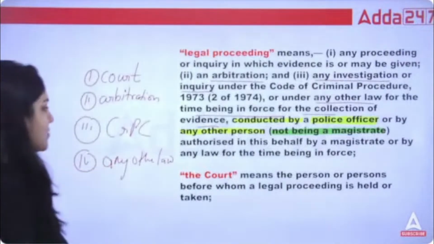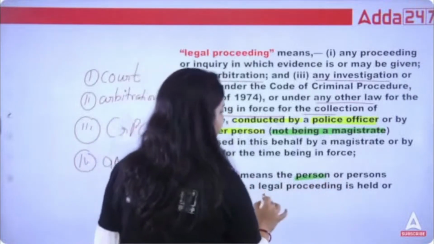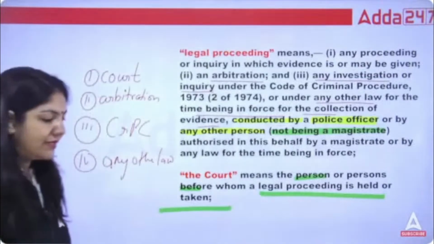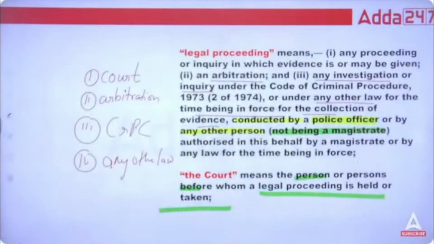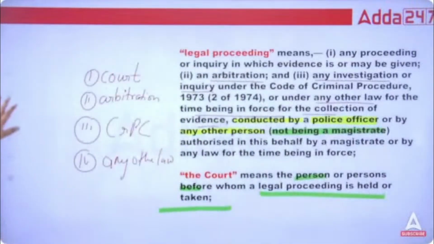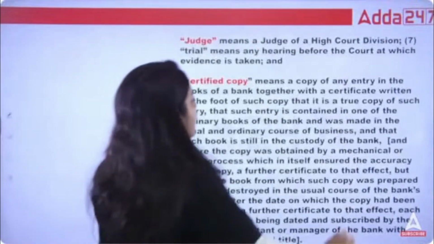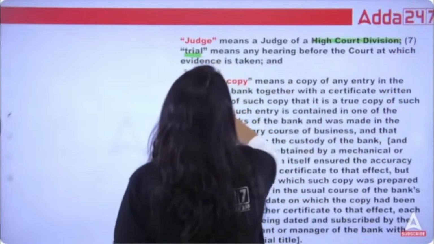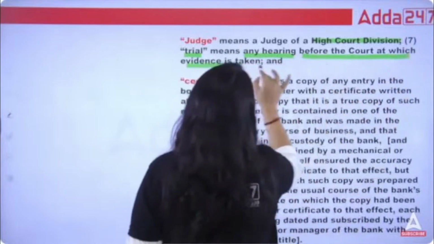Okay. What is court? The person or persons before whom a legal proceeding is held or taken, that is called court. Because we know that in the court, the legal proceeding always takes place. That's it. Okay, so this is the definition of court. Next, what is judge? Judge means judge of the High Court division. And what is trial? Trial means any hearing before the court at which evidence is taken.